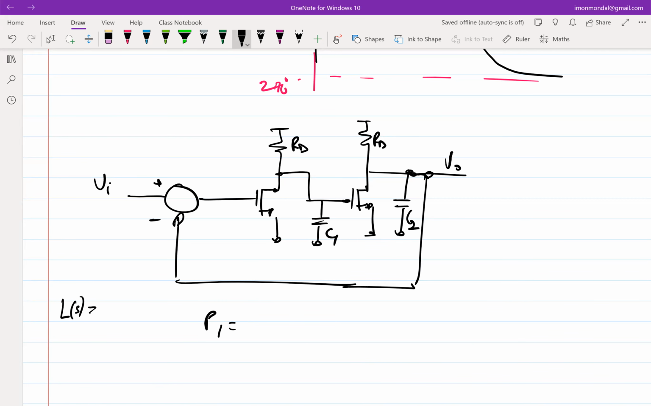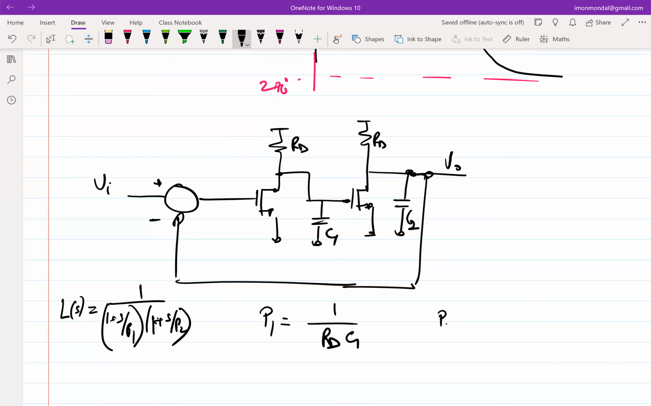So if I say L of S is equal to 1 by 1 plus S by P1, times 1 plus S by P2. So what is P1? Yeah, right. 1 over RDC1, and P2 was 1 over RDC2. Again, because not for this system, but for this system, right? When I have broken the loop, L of S is for that system.